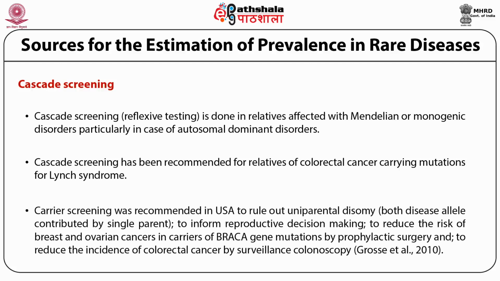Carrier screening was recommended in USA to rule out uniparental disomy, that is, both disease alleles contributed by a single parent, to inform reproductive decision making, to reduce the risk of breast and ovarian cancers in carriers of BRCA gene mutations by prophylactic surgery, and to reduce the incidence of colorectal cancer by surveillance colonoscopy.